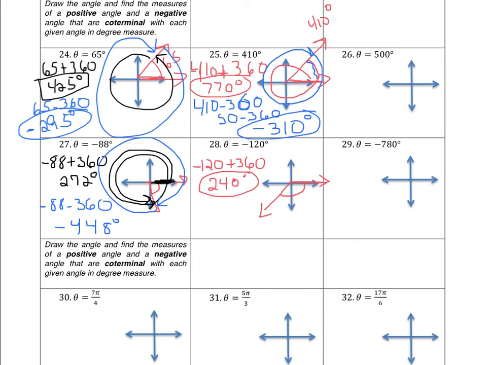So if I'm at negative 120 and I add 360, I'm really starting at the initial side, 240. Then if I want a negative, I will take negative 120. I already have a negative, but we're going to get another one. So negative 120 minus 360, we have negative 480 degrees. That's my negative. So if I started at this terminal side and went around all the way again, it would be negative 480 degrees. Go ahead and try number 29 for homework, and then we will have another video on radians.